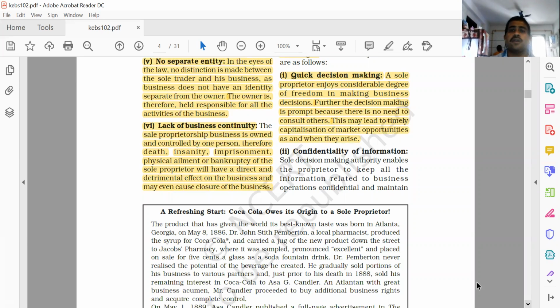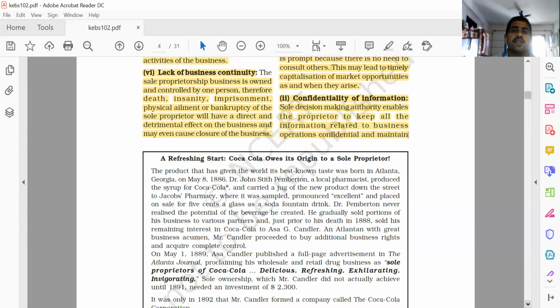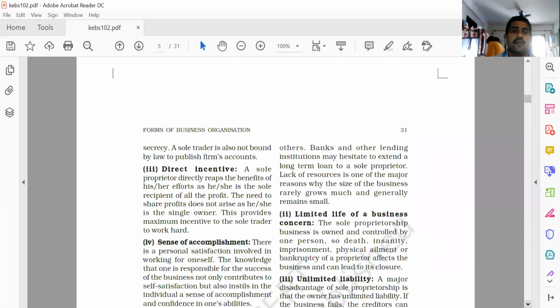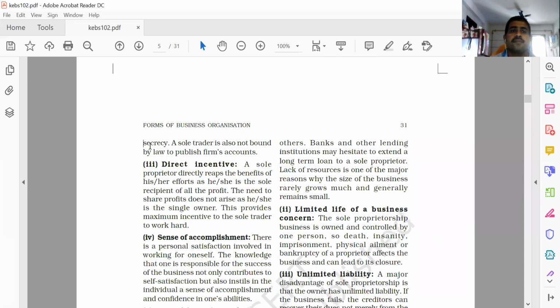क्विक डिसीजन मेकिंग. कॉन्फिडेंशियलिटी ऑफ इंफॉर्मेशन. इंफॉर्मेशन जो है उसको हम छुपा के रख सकते हैं, किसी को बताने की जरूरत नहीं है. Sole decision making authority enables the proprietor to keep all the information related to business confidential and maintained. छुपा के रख सकते हैं, किसी को बताने की जरूरत नहीं है. सीक्रेसी, सीक्रेट मेंटेन कर सकते हैं.